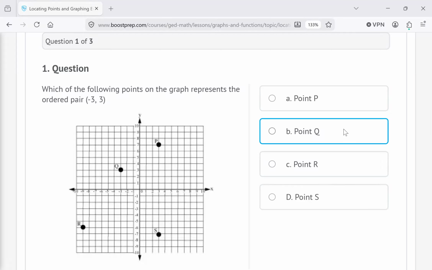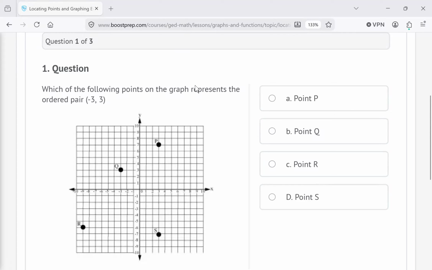Hello. In this math video, I will do a GED math video regarding locating points and graphing equations. This is a small introduction to graphing points. You probably know this, but it's really simple to forget it. So let's go over the Cartesian plane real quick.